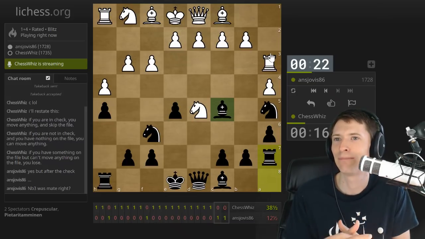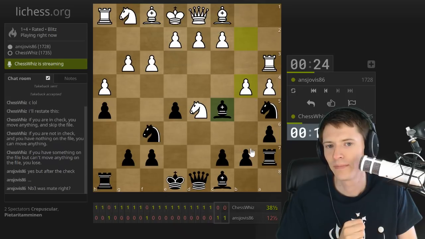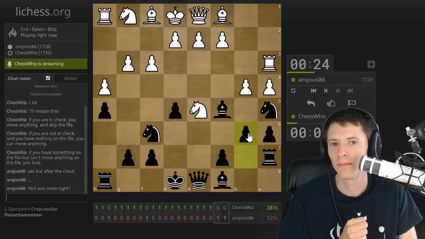This is going to be great. This is designed to be harsh. I can agree with that. I have to move something on B, so I'll move this one square.